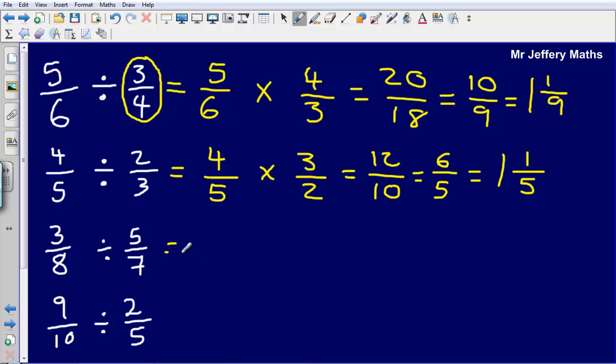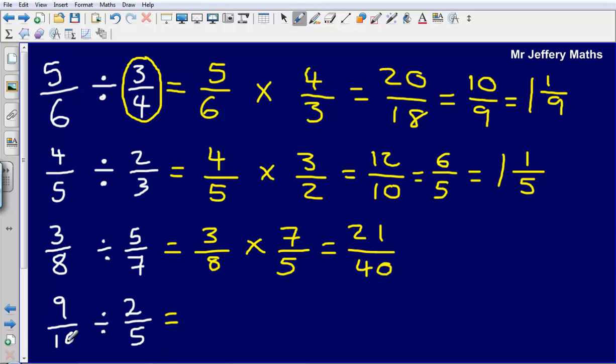Next one, we've got 3/8 divided by 5/7. So again, we've got 3/8 multiplied by this fraction here turned upside down. So it's always that second fraction that gets flipped upside down. Then 3 times by 7 gives me 21. Then 8 multiplied by 5, that gives me 40. Does this simplify? No, it doesn't, so that's our final answer.